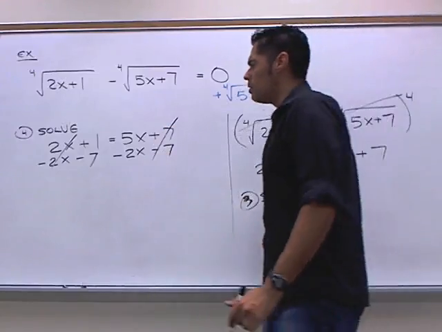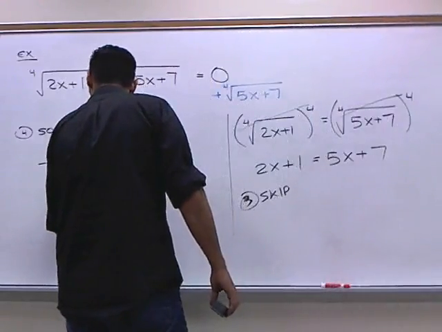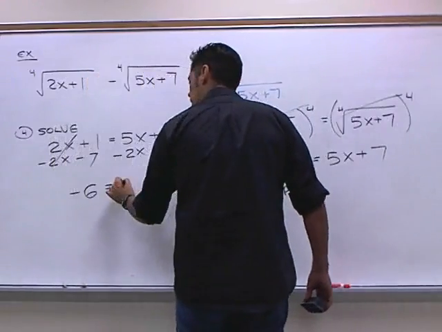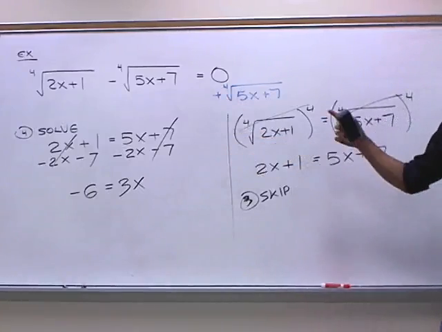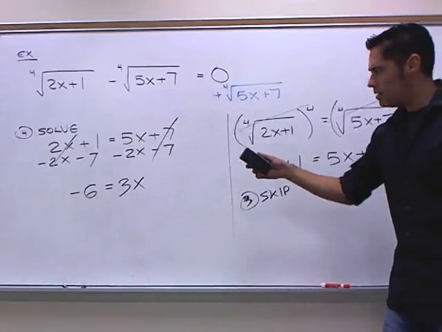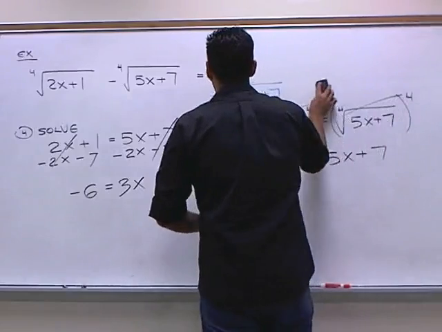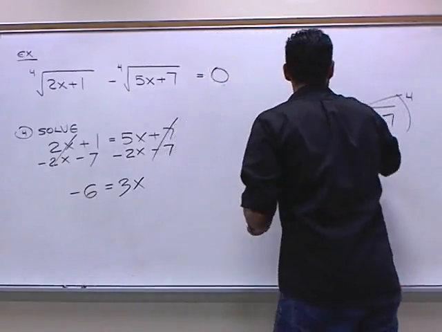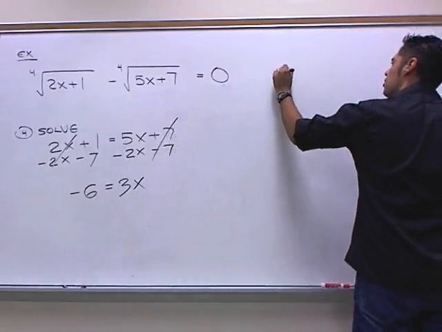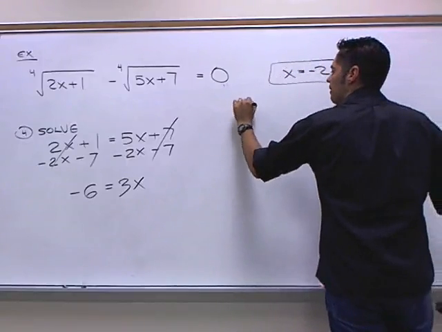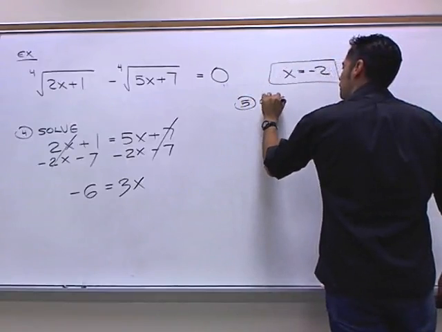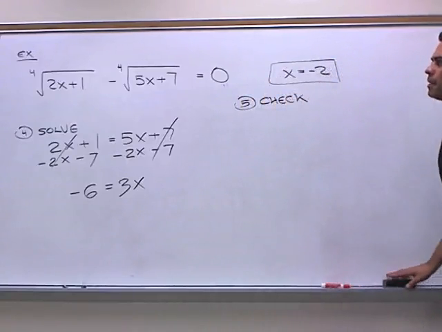Negative 6 equals what? 3x. Right? 1 take away 7 is negative 6. 5x minus 2x is 3x. Divide, x is what? x is negative 2. So our potential answer here is x is negative 2. But now we check it. So we have to plug it in there.